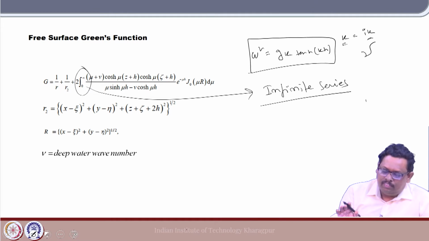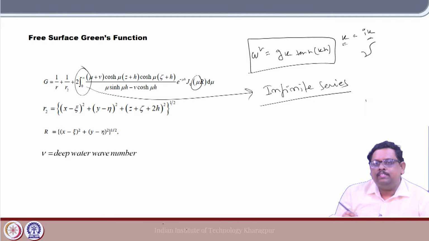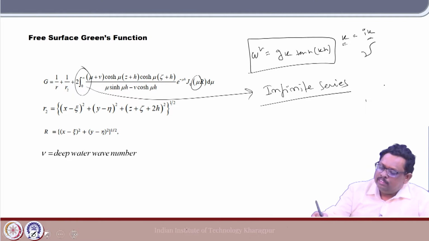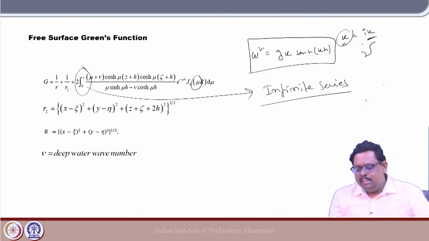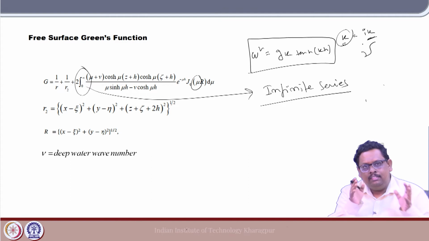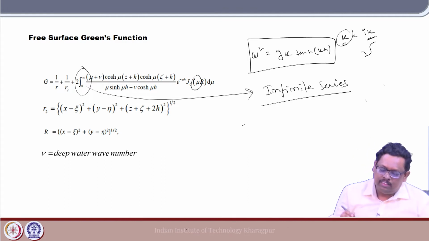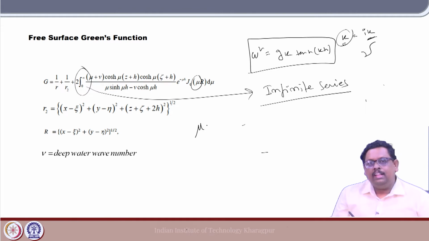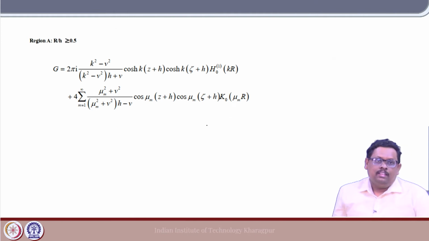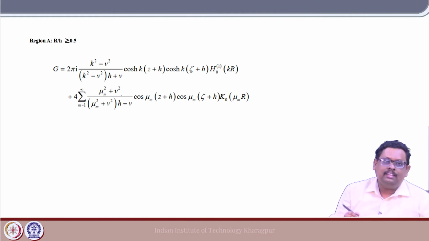So, for that, this mu is nothing but the root of the dispersion relation if you replace k by i k. Then you can check what equation you will get. The solution, the root for that equation, is nothing but your mu. And now you understand that mu has an infinite number of solutions.